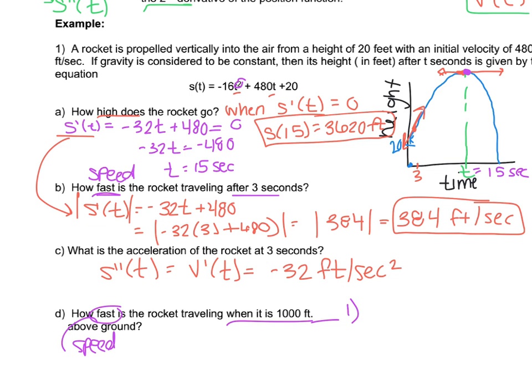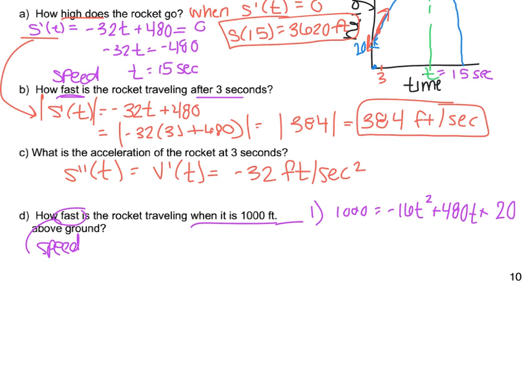And to determine that, we have to set the position function equal to 1,000. So the first thing we need to do is find out when the position was 1,000. So then we're going to use our original position function to find that value of t for when that happened. So negative 16t squared plus 480t plus 20. Okay, so here's my equation.